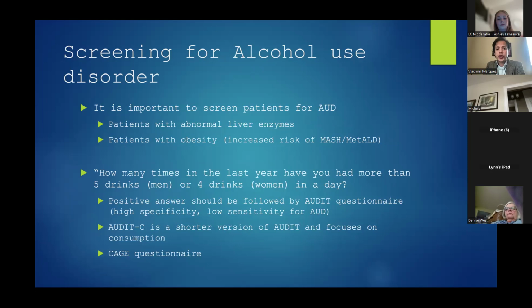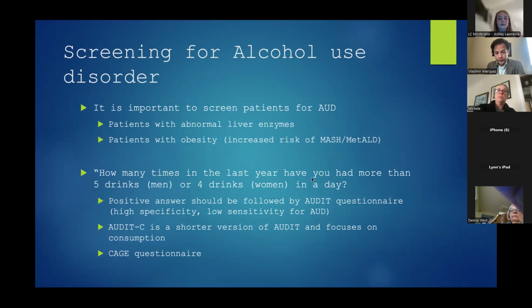It is important to screen for potential alcohol use disorder our patients, especially those who present for abnormal liver enzymes, patients also with obesity because of that increased risk of MetALD. And there are quick questions that we can ask in the office as a screening test, which is, for example, how many times in the last year have you had more than 5 drinks or 4 drinks in a day? And anything that is more than one should probably raise a second discussion.